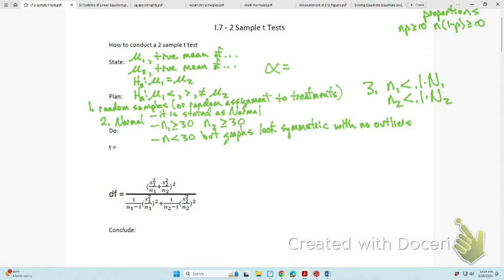For the do step, the math step, or calculator step, let's move that. We are going to do a 2 sample t-test. And you are welcome to just write that, or you can write the formula. The formula is not any fun, but write one of these 2 things, the name or this formula.